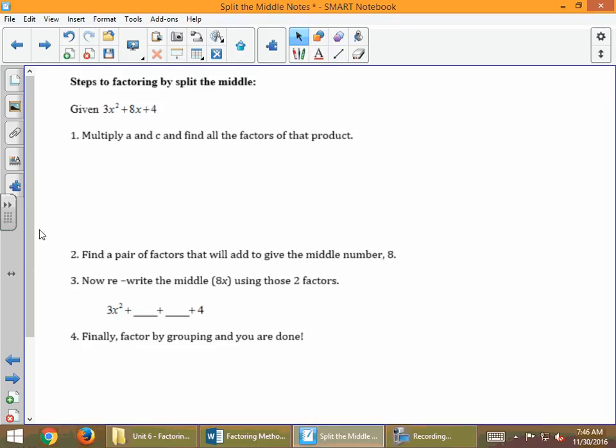Again, always check. Can we take a GCF out between 3, 8, and 4? Nope. Can we take a variable out? Nope, we both don't have one. Always look for that. Okay?